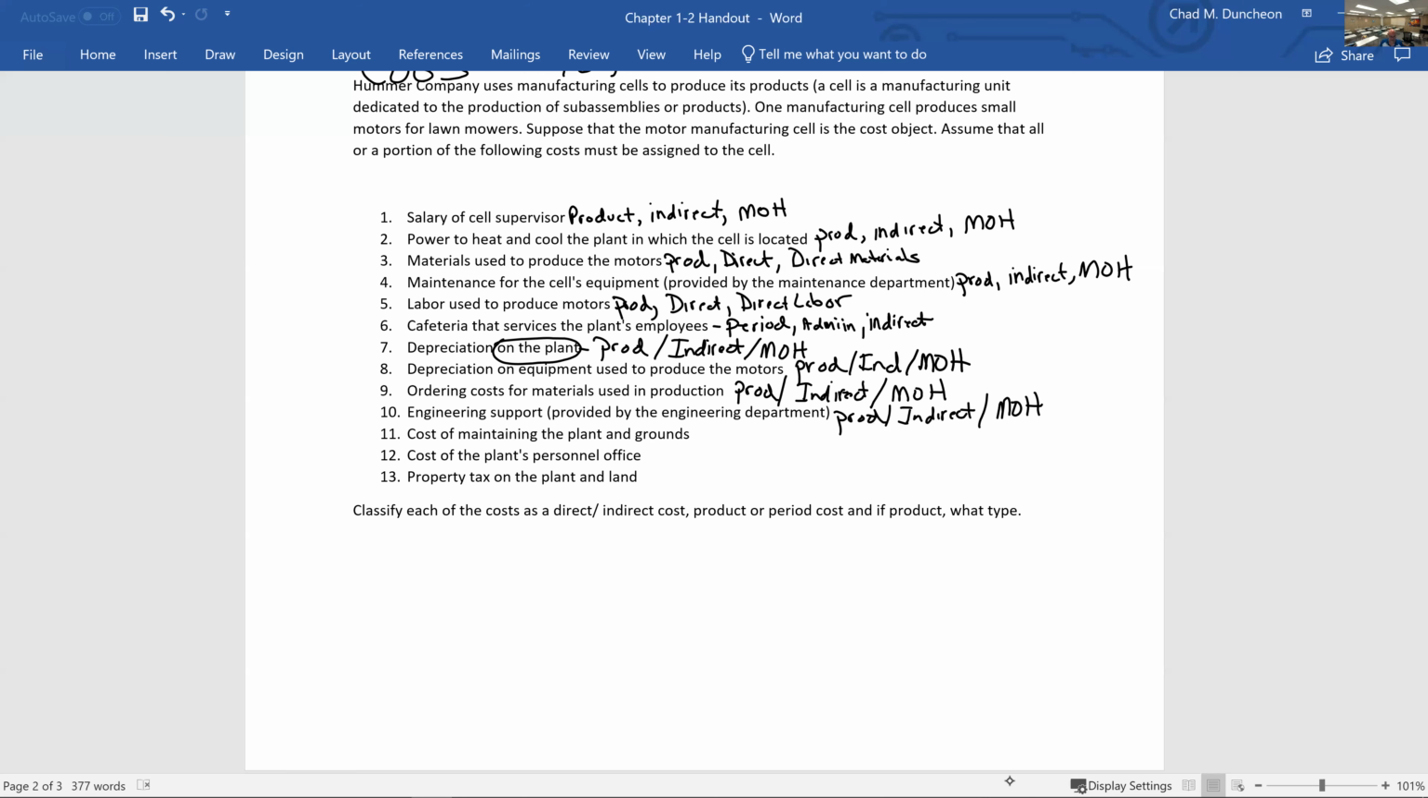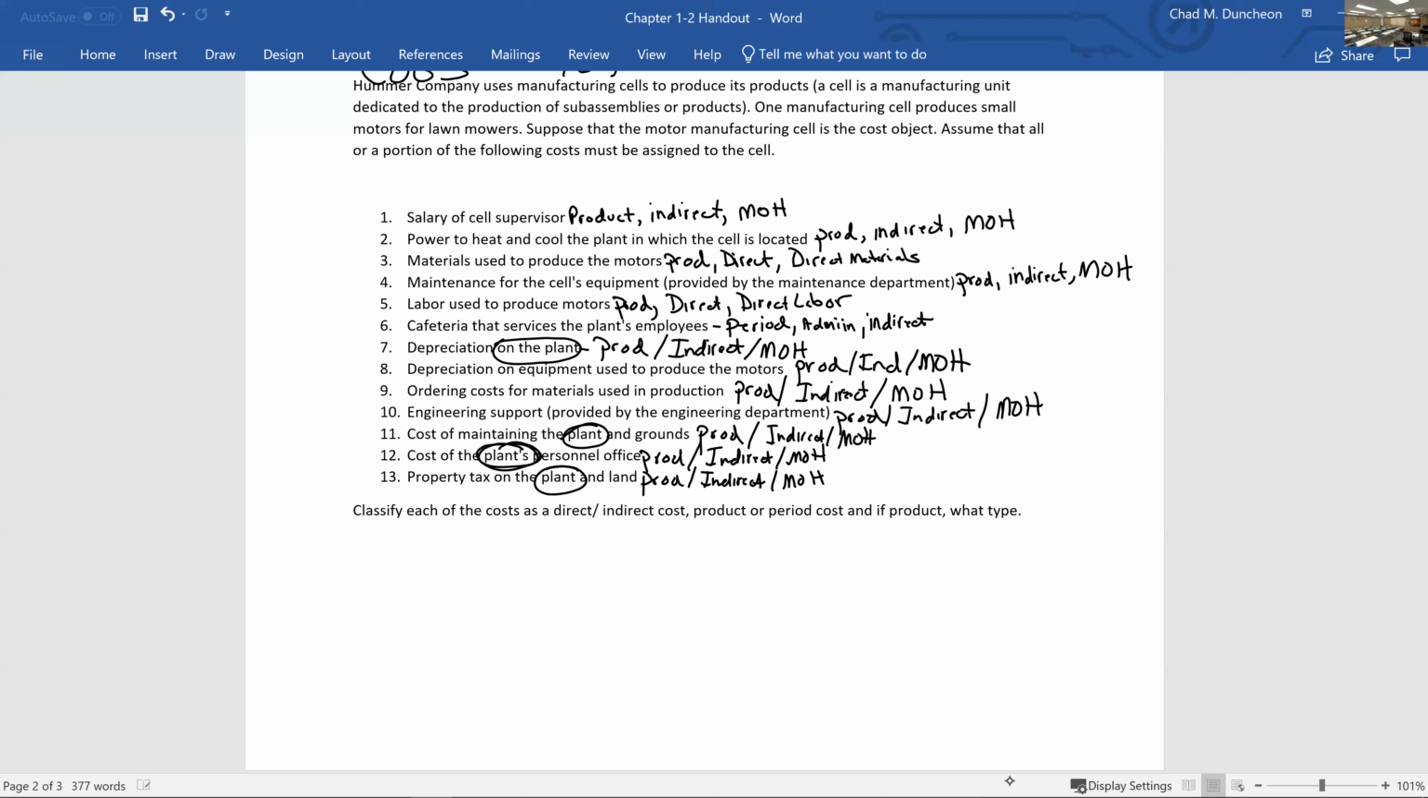Cost of maintaining the plant and grounds. Plant. Product cost. Indirect to the product that we're making. Manufacturing overhead. Cost of the plant's personnel office. Plant, so it's a product cost. Indirect labor, because they're not officially making the product. Manufacturing overhead. Property tax on the plant. So again, product. Indirect, because it's not directly traced to a product.